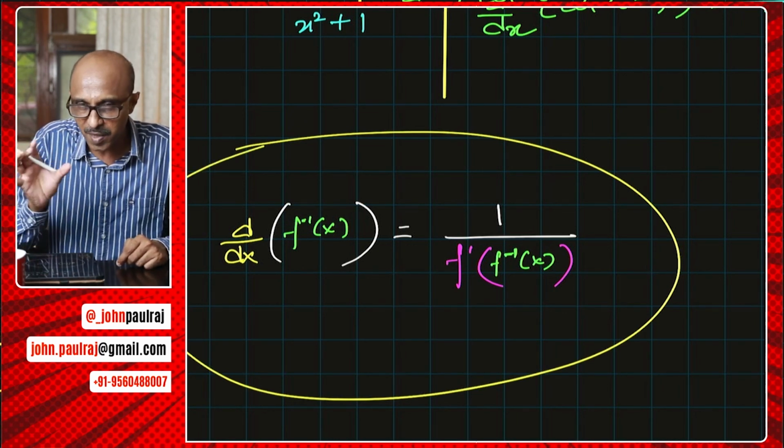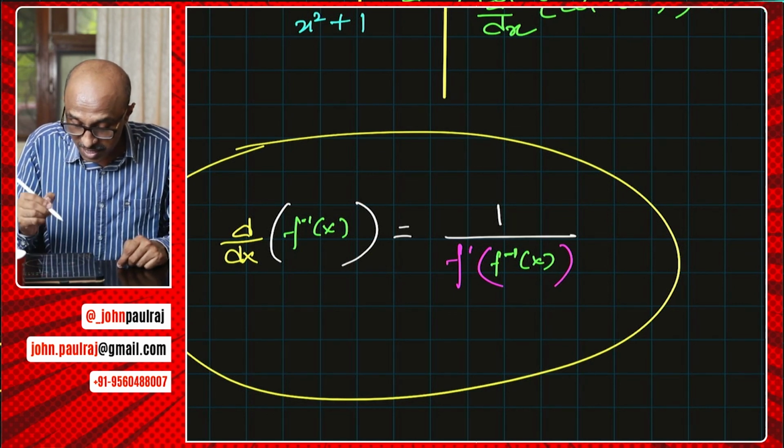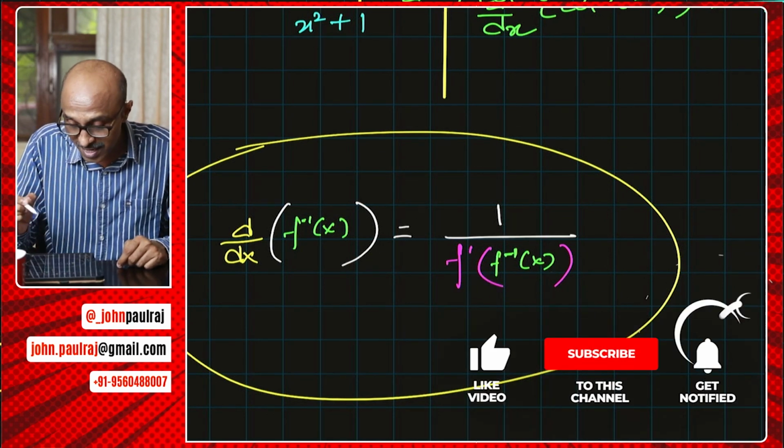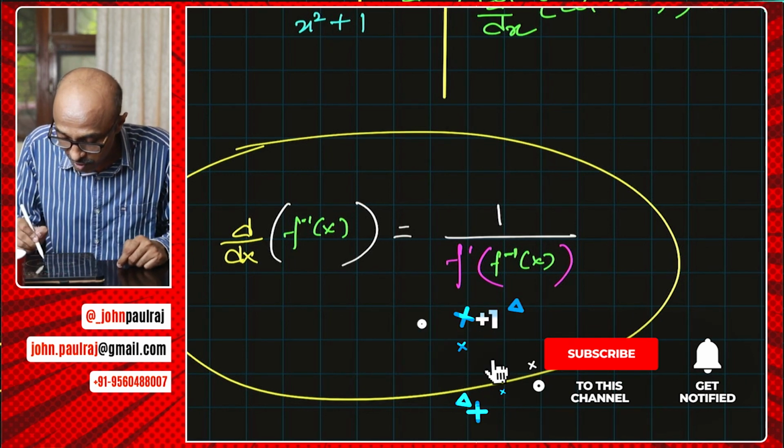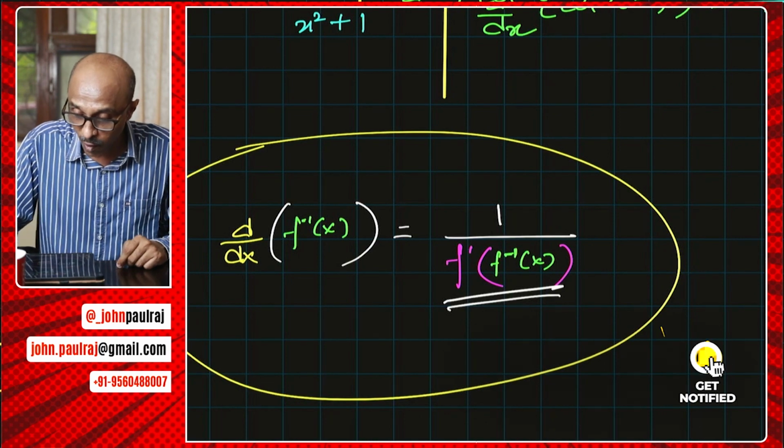So they are giving you some information, like in this case, we saw the table of values. This formula, let me remind you, d by dx of f inverse of x is the reciprocal of a composite function. This is the composite, okay? Don't forget that it's f prime of f inverse of x.